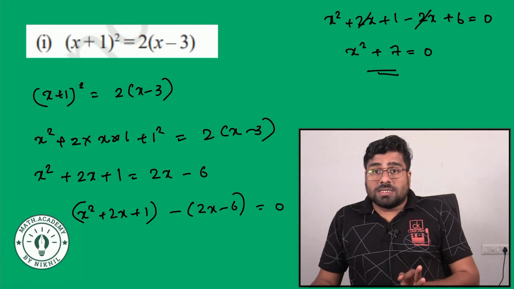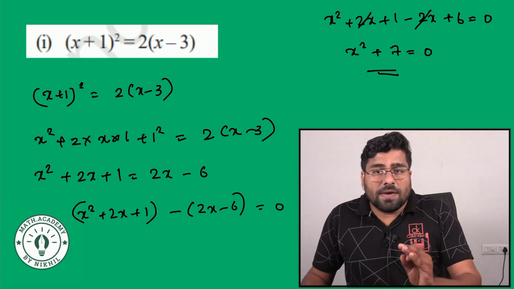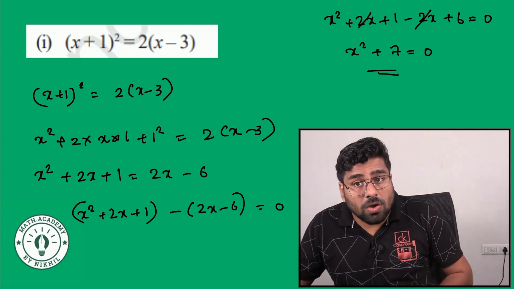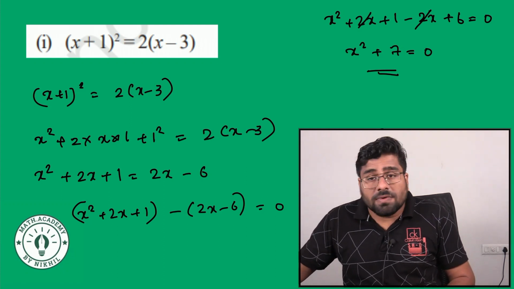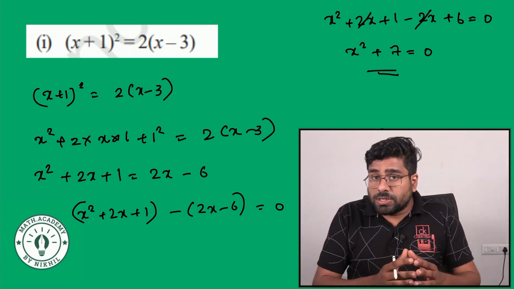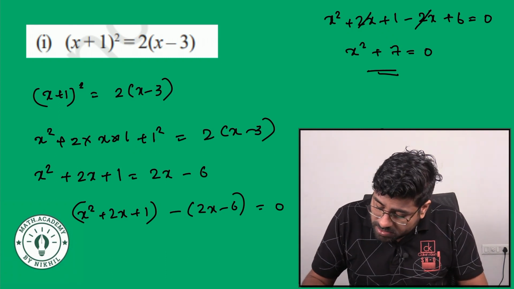Now we have to decide. We got the expression x square plus 7 is equal to 0. Now we have to decide whether this equation can be called a quadratic equation or not. This is the next thing that we have to decide. Now let's see how it is going to be.